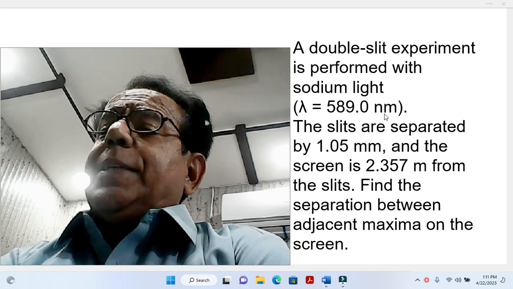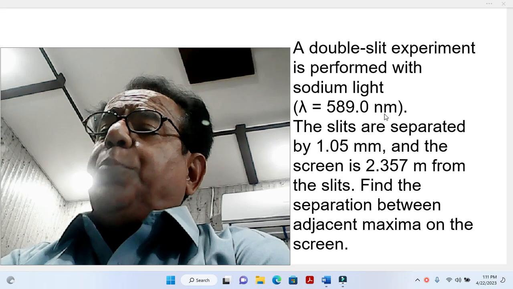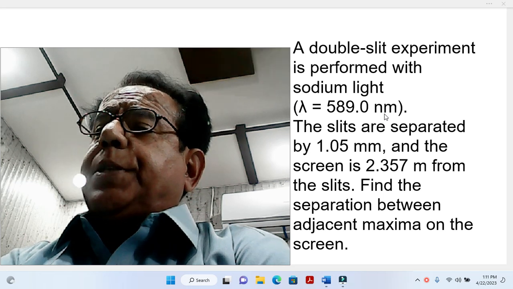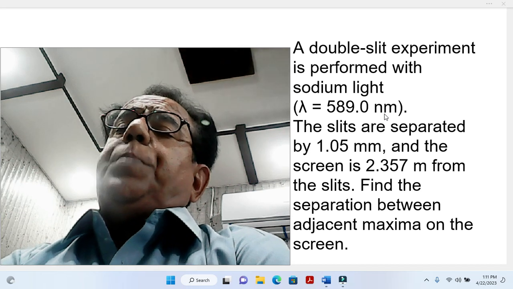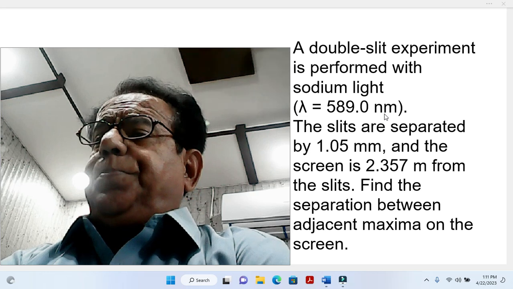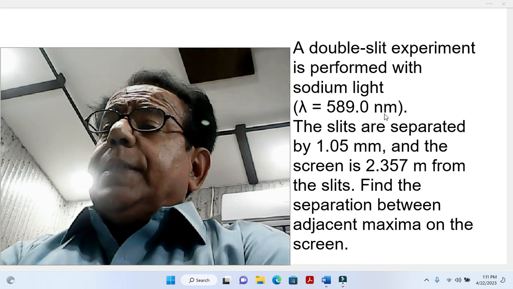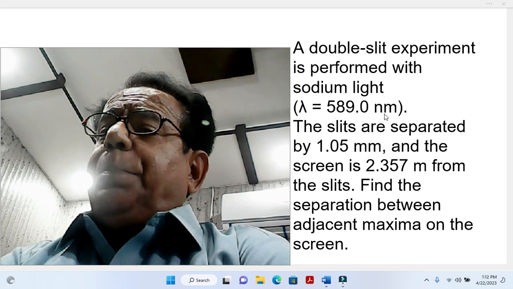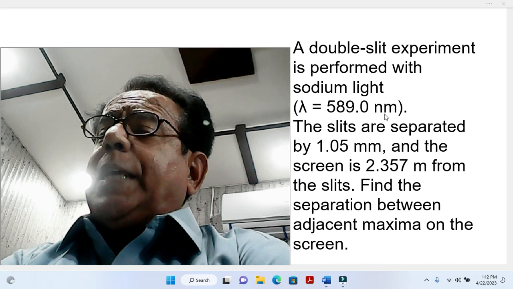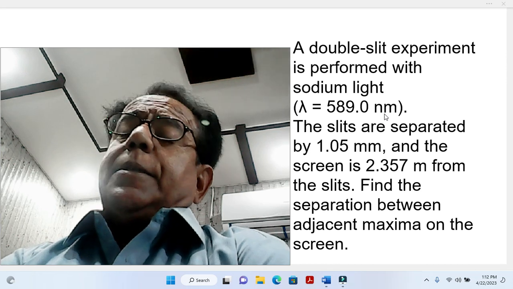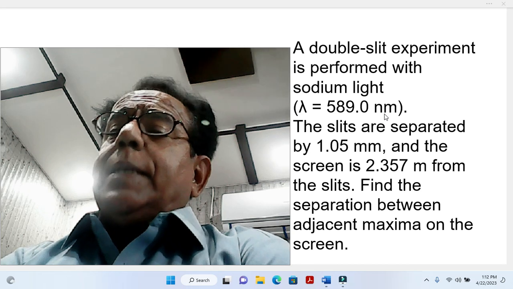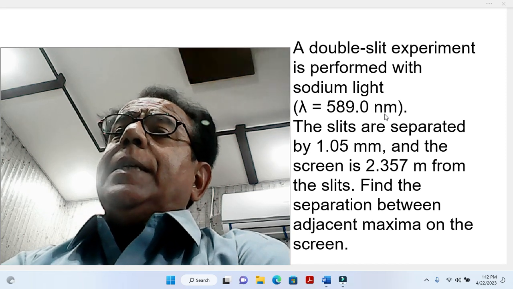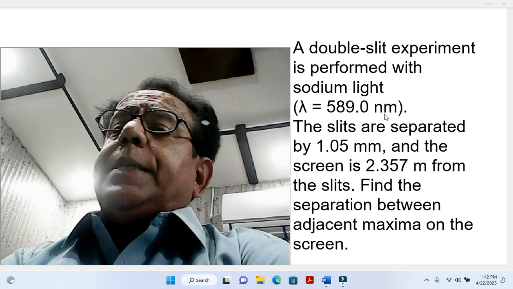Wavelength lambda equal to 589.0 nanometer. Nanometer meaning 10 to power minus 9 meter. The slits are separated by 1.05 millimeter. Milli meaning 10 to power minus 3. Millimeter meaning 10 to power minus 3 meter.